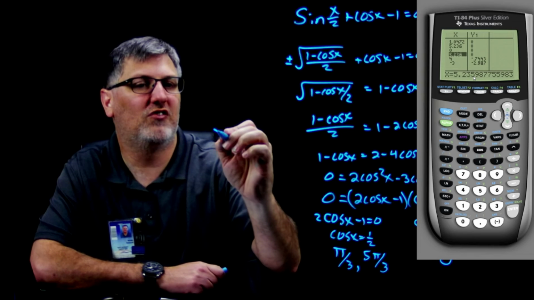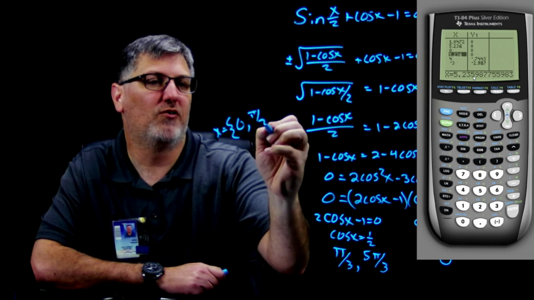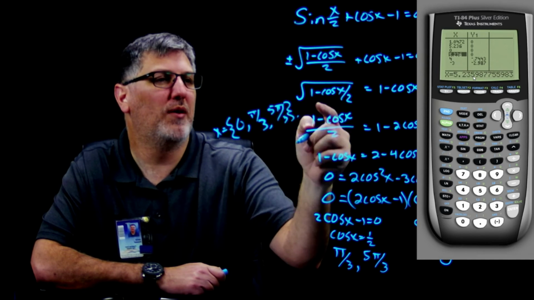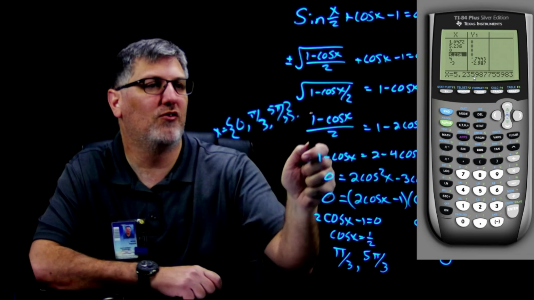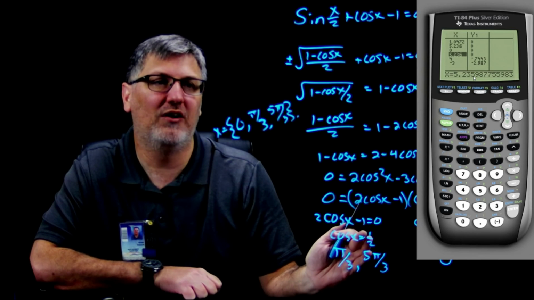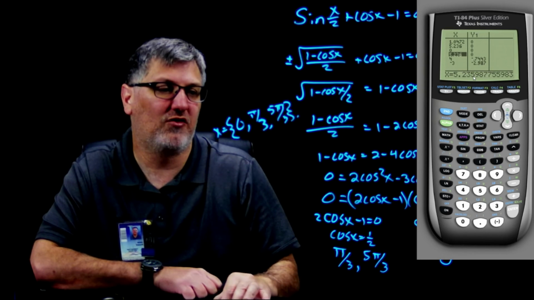So my solution set is going to be x equals 0, pi over 3, and 5 pi over 3. Just remember, the only reason why I checked this one for extraneous solutions is because I squared right here. If I didn't square there, I don't really need to check for extraneous solutions. But because I squared it, I need to check for extraneous solutions.